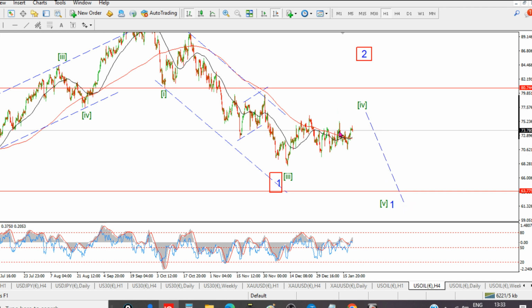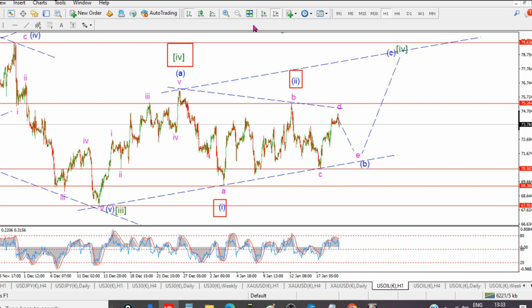Wave 4 scenario unfolding, and we should have a continuation lower again in the next, probably towards the middle of next week. The hourly count suggests we've got a pretty complex pattern. It's got a 5, triangle, and 5, which is a little bit strange. I suppose there's some sort of combination going on here. Overall, this should trace out 3 waves up.